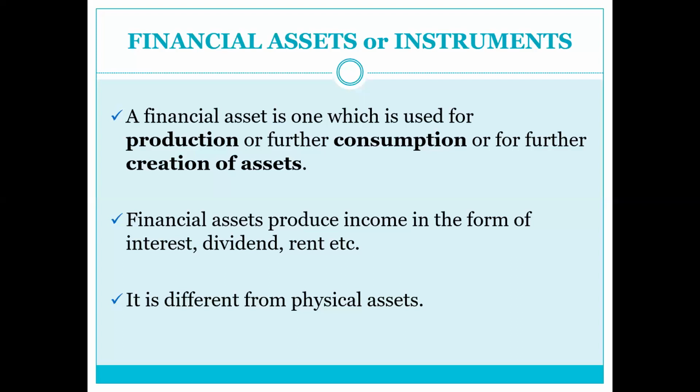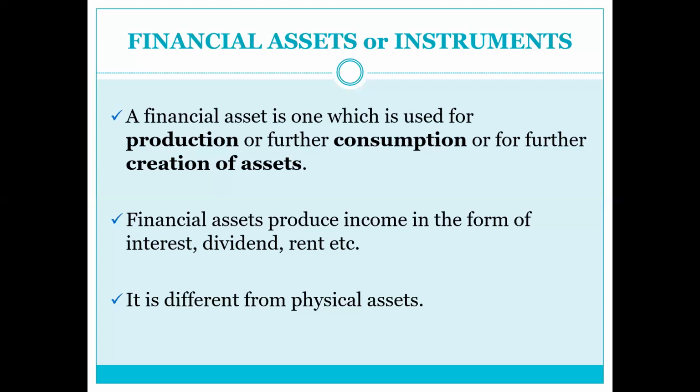The income that you get from your financial asset can be in different forms. I said if you're investing in some bank, then you'll get interest. If you're investing in shares, you'll get dividend. If you're investing in debentures, you'll get interest. If you're investing in a house that you plan to let out or rent out, then your income will be in the form of rent.